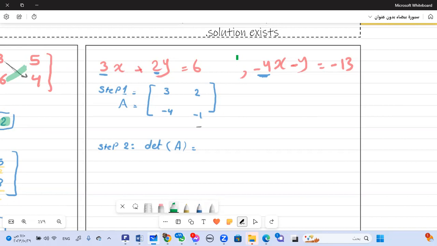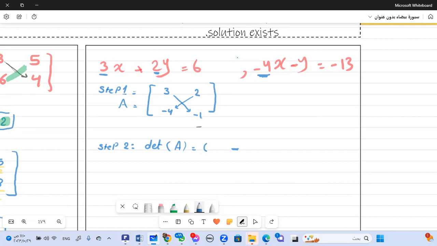1 over D, and we get 1 over the inverse. No determinant. At the first we should multiply the determinant. It means multiply the diagonal and subtract each other. Yes? It will be 3 multiply -1 minus 2 multiply -4.